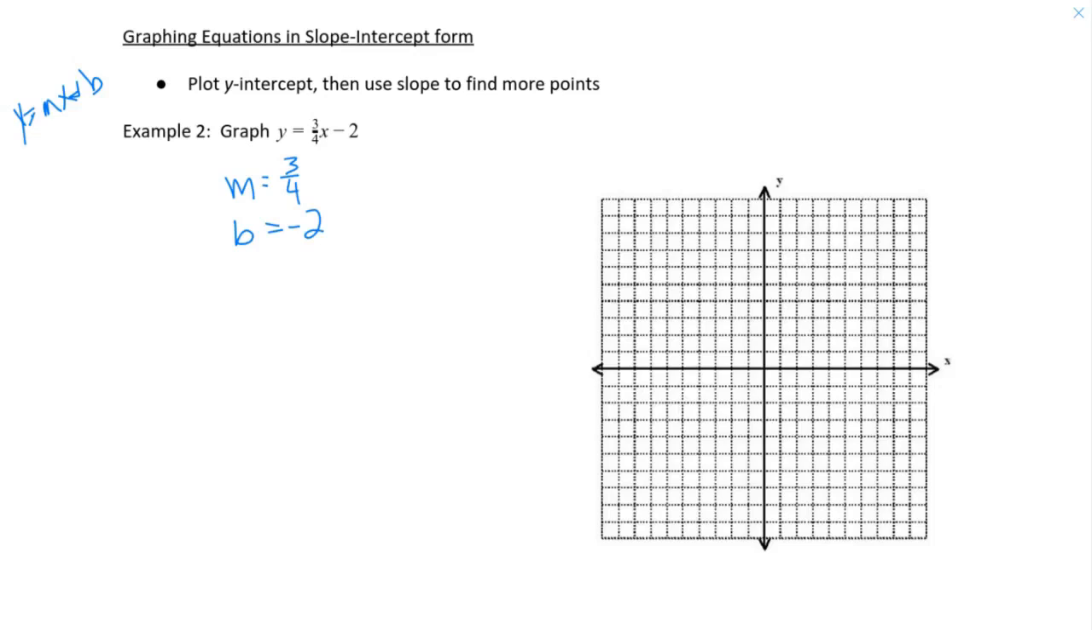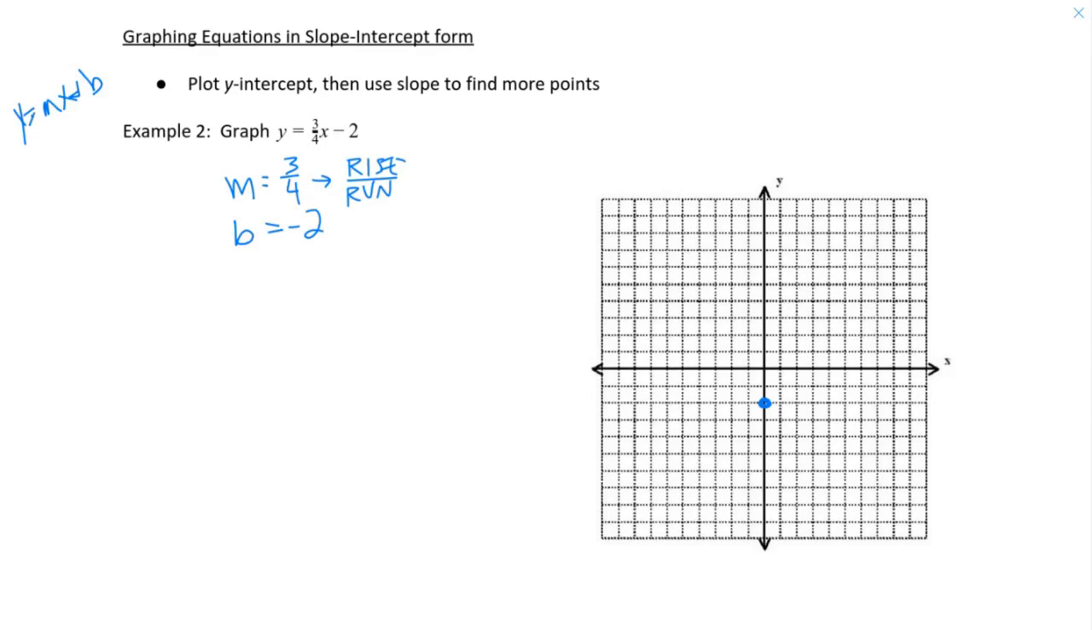So we'll go over here to our graph, and we're going to start on our y-axis at negative 2, and plot a point there. Once we start with that y-intercept, now we're going to use our slope to get the rest of our points. Our slope is 3/4, and if we're remembering, we use rise over run, or a vertical change over a horizontal change.